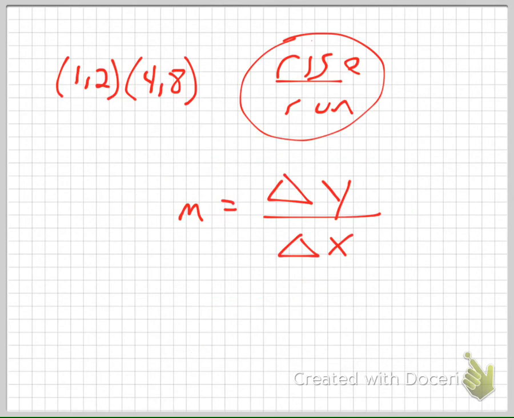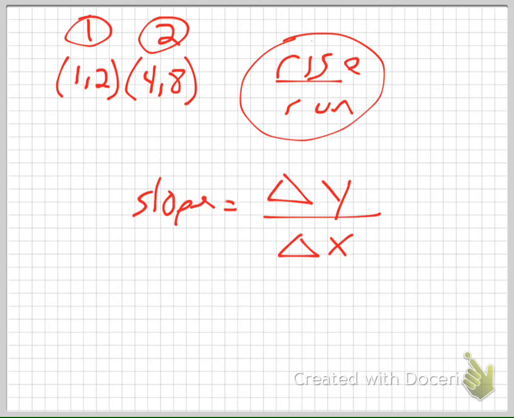So if that's how you figure out the slope, let's figure this out. We're going to take one point here. (1, 2) is a point, right? We're going to call that point 1. And this is going to be point 2. There's a point at (1, 2), and another point up here at (4, 8). Just get that in your head. We're going to call this one point 1 and this one point 2.